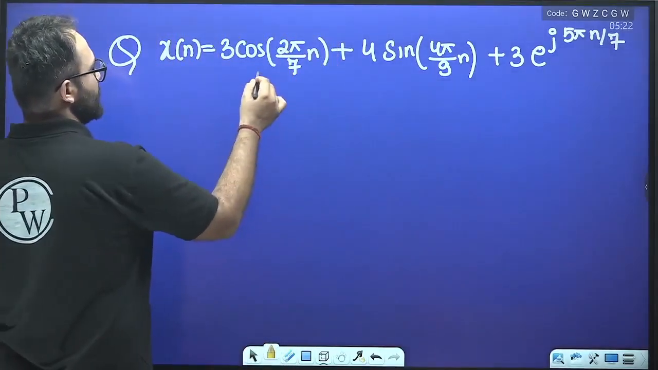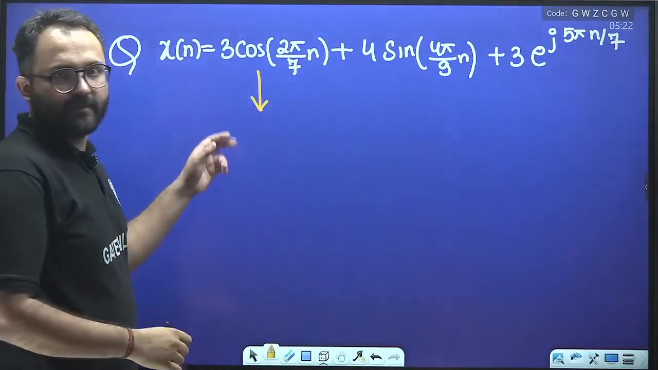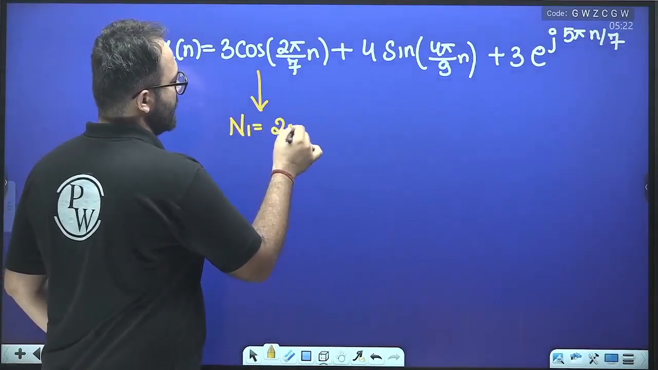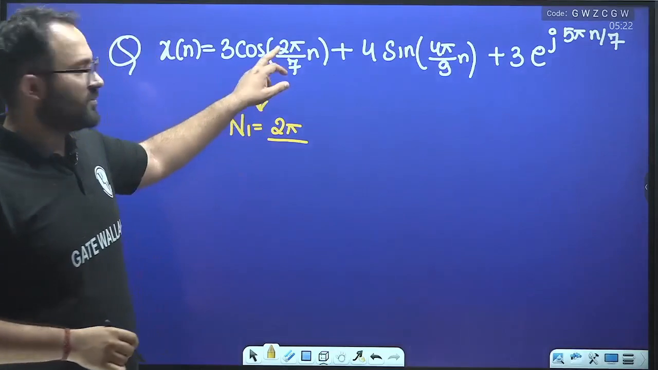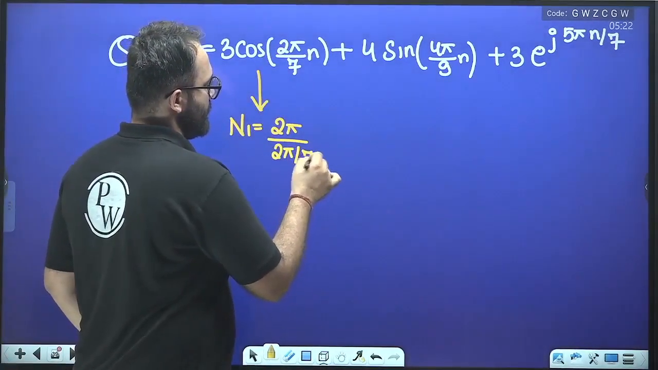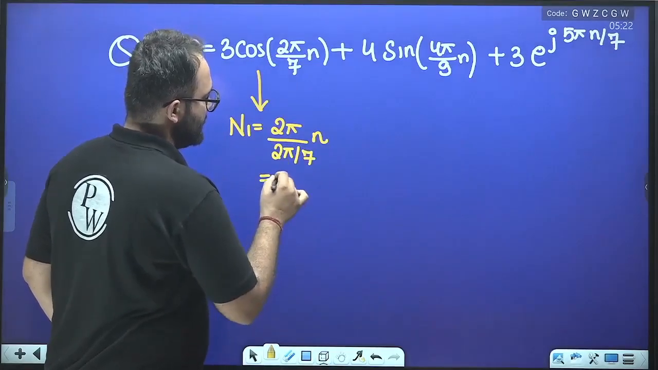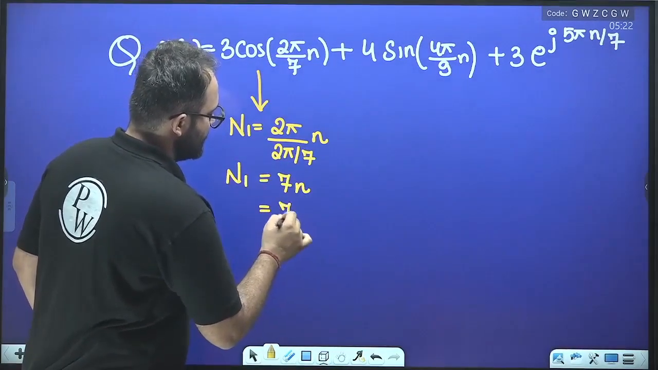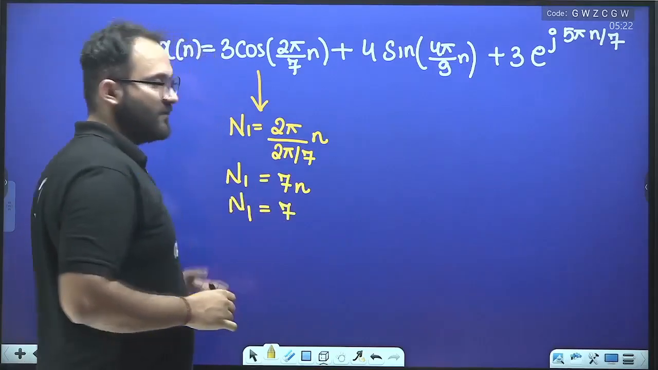That is, this is periodic. And how to find out the period? We know that the period N1 is equal to 2 pi by omega naught. What is omega naught? Omega naught is 2 pi by 7 n. So we can see that it is 7n. So we can see that N1 is equal to 7.